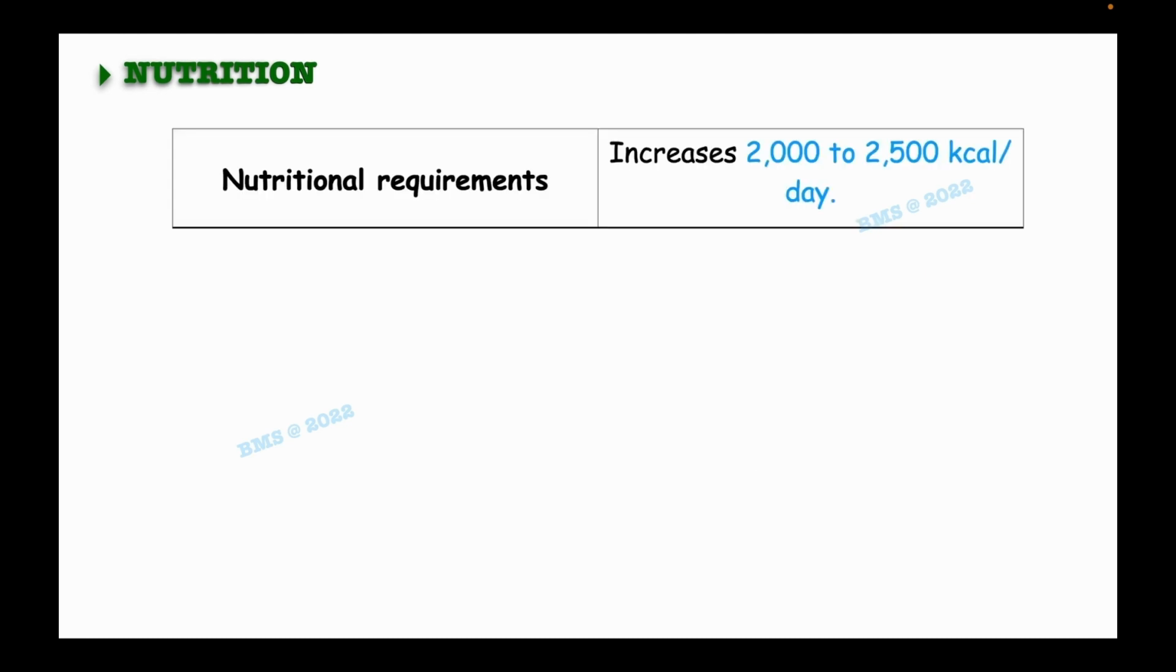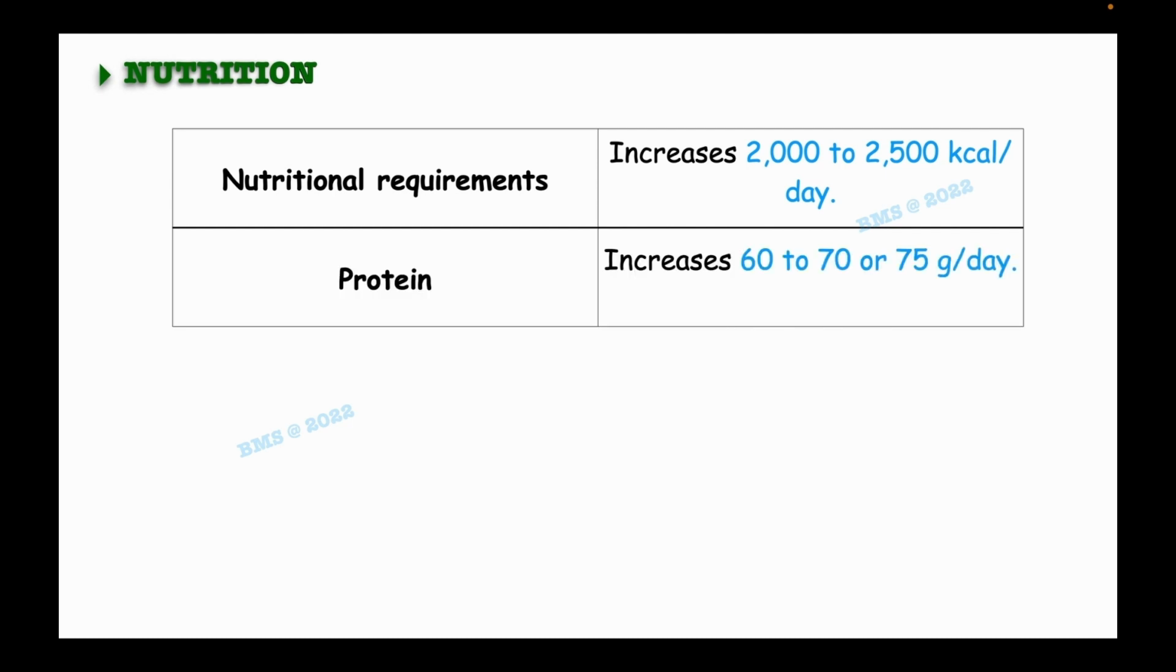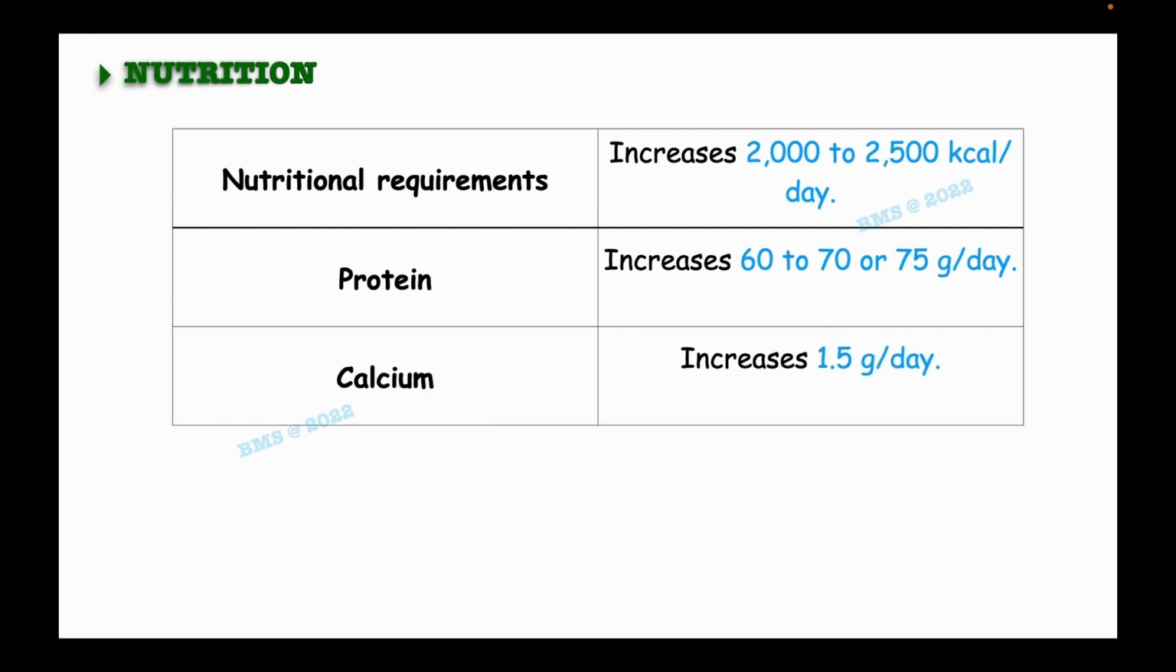Now, the nutritional requirement increases during pregnancy and breastfeeding, and so an average woman requires about 2,000 to 2,500 kilocalories per day. In addition to the increased caloric requirements, there are increased nutritional requirements for protein, iron, folate, calcium, and other vitamins and minerals in general. And so the protein requirement increases from 60 to 70 or 75 grams per day, and the recommended calcium intake is about 1.5 grams per day.